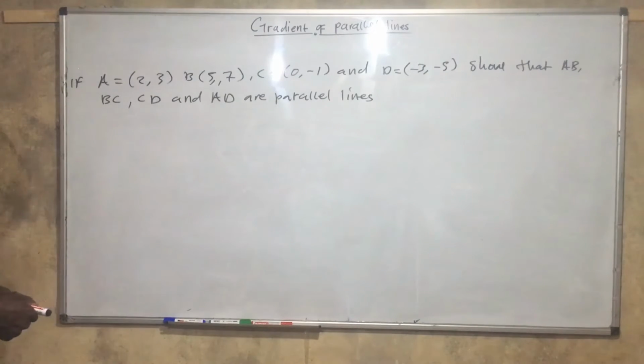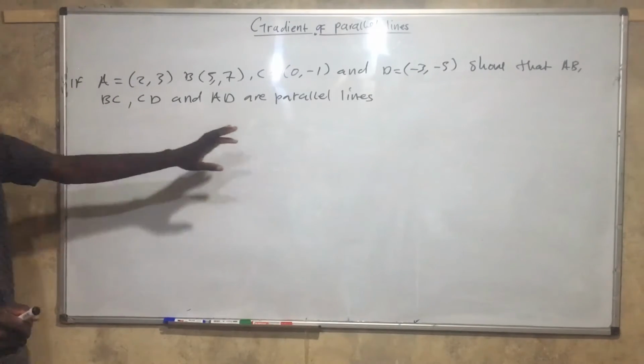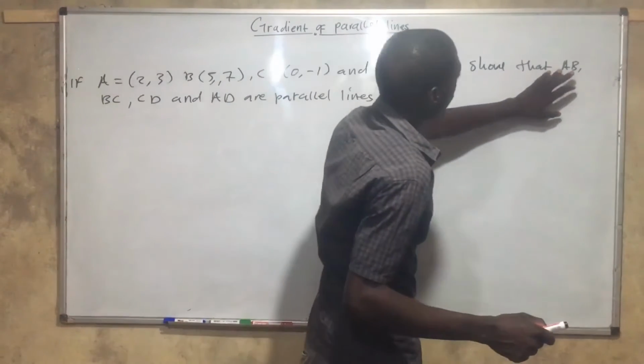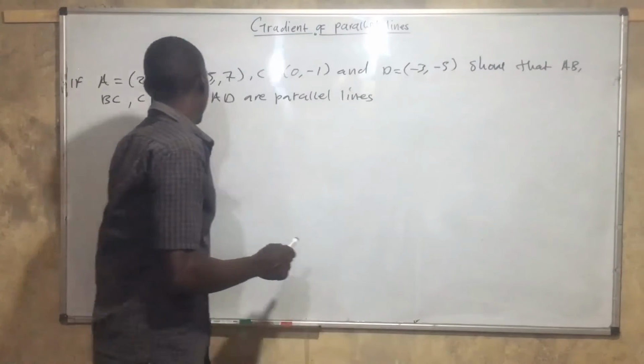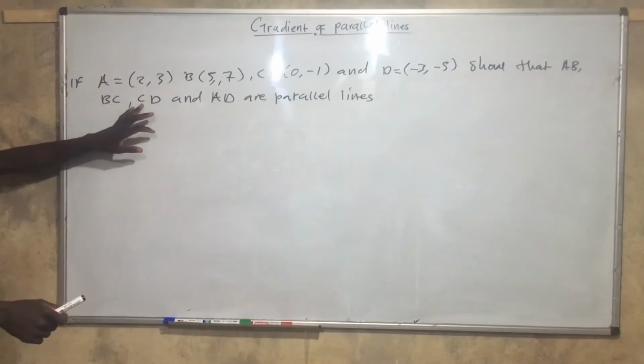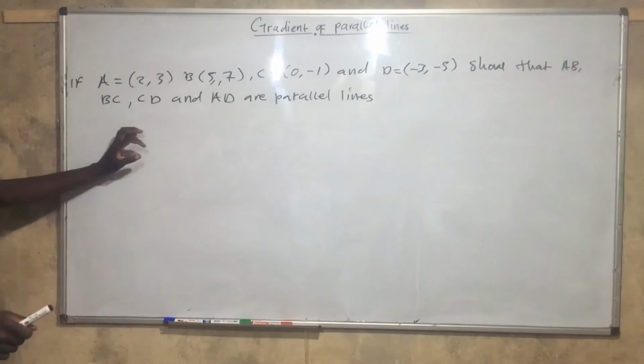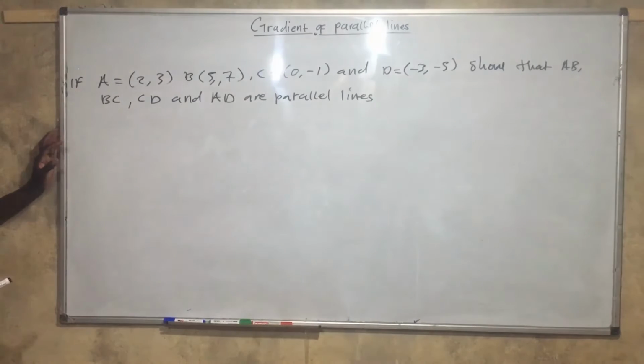We are going to start with finding the gradient of AB. We also find the gradient of line BC, the gradient of CD and the gradient of AD. Then from that we can deduce which two lines are parallel. So we'll start with the gradient of AB.